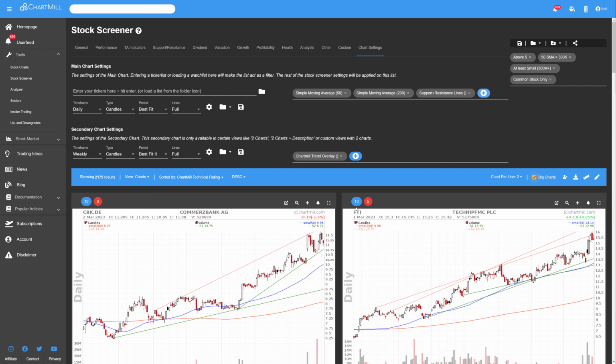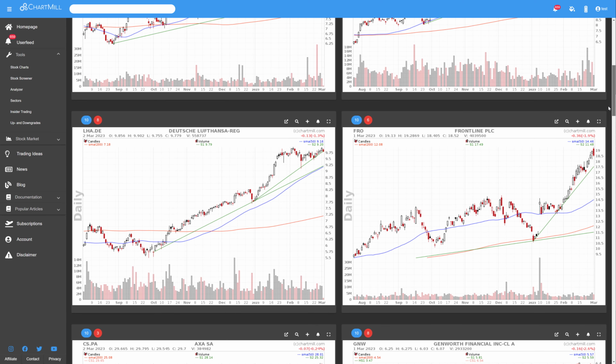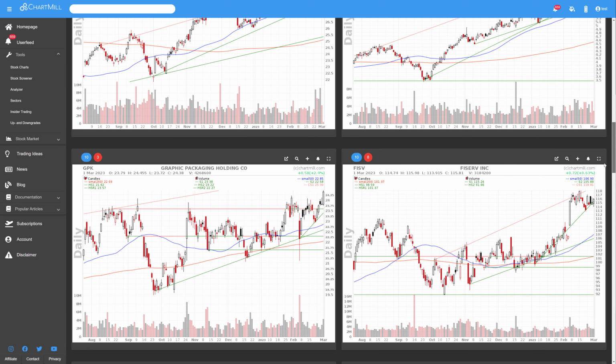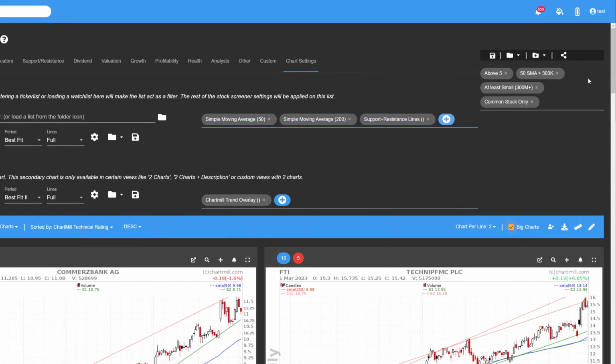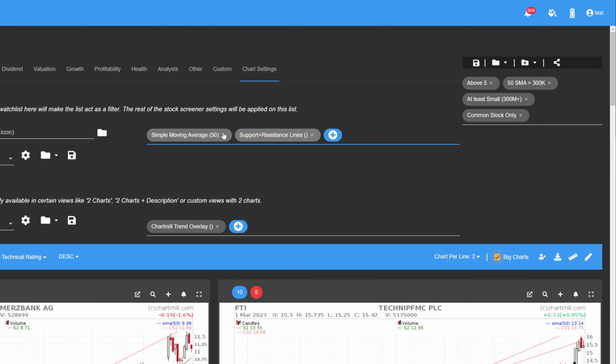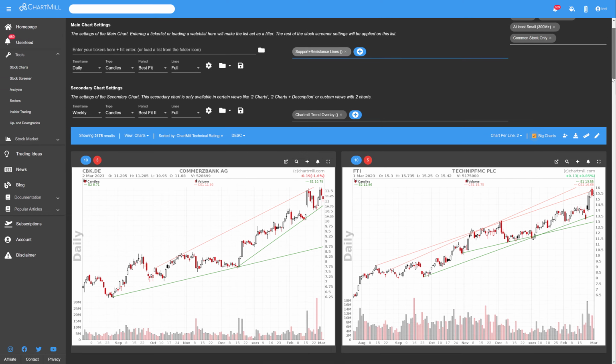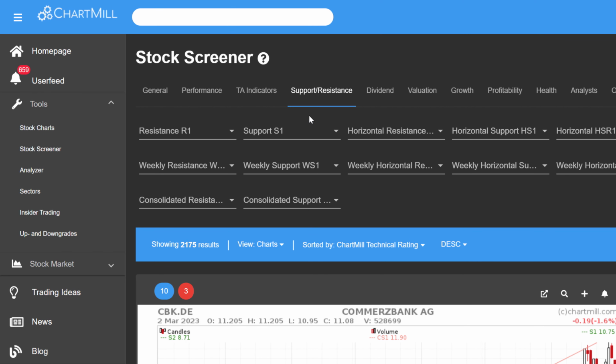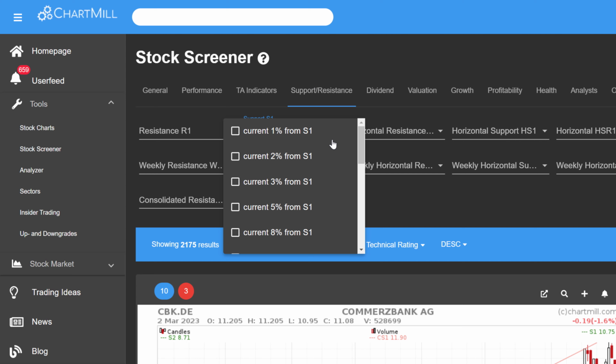The diagonal and horizontal lines that now appear on the chart are all automatically generated by ChartMill, and it is these lines that are used by the software to locate the price relative to support and resistance. Remove any other indicators or overlays. Return to the support and resistance tab and open the support 1 menu. We set that ChartMill should look for stocks that are maximum 2% away from the next support level.